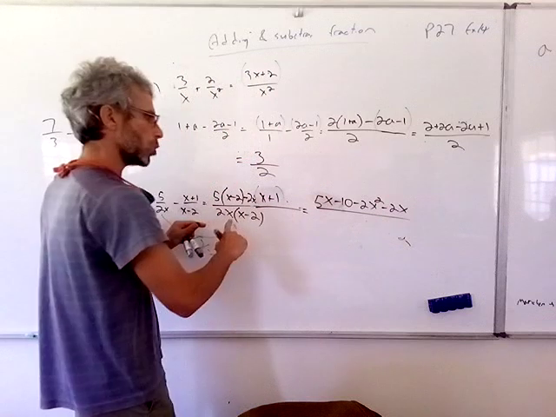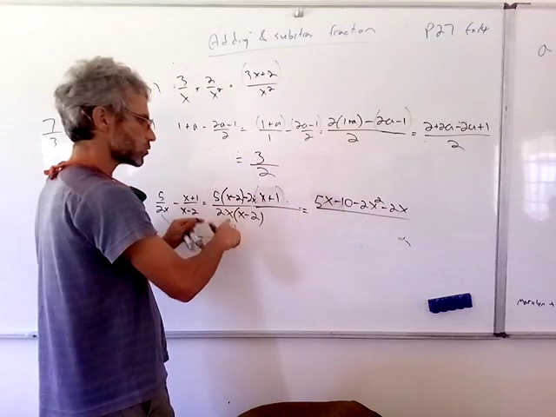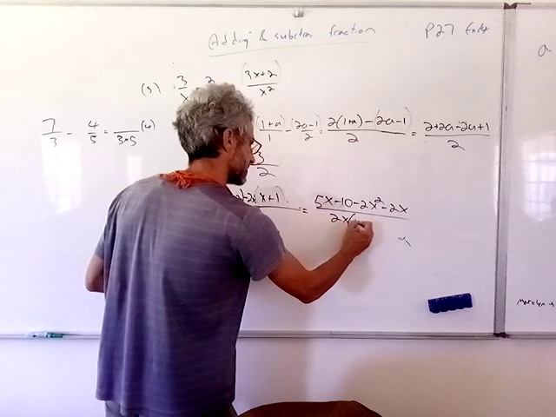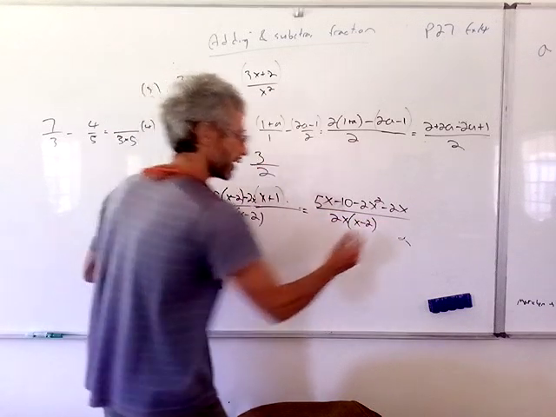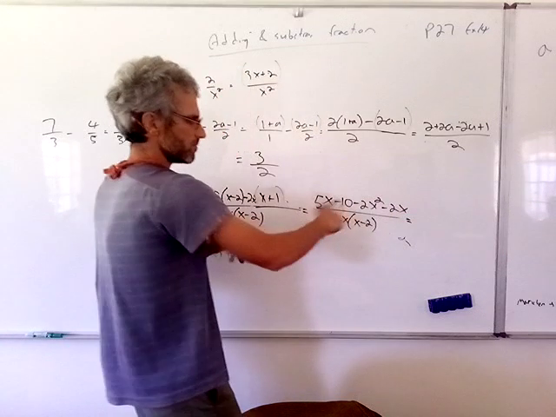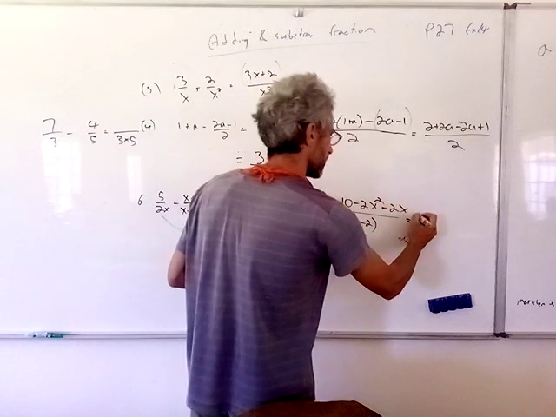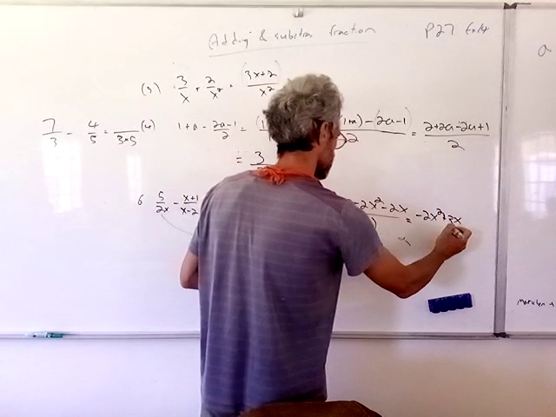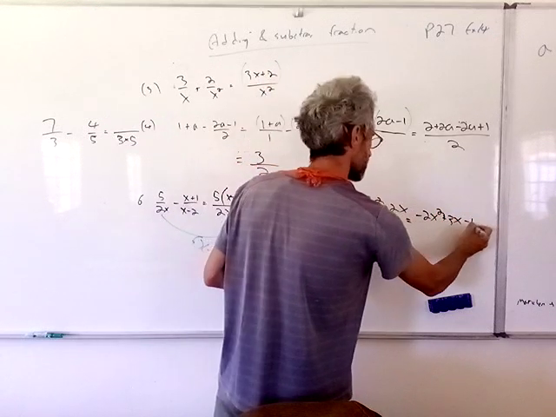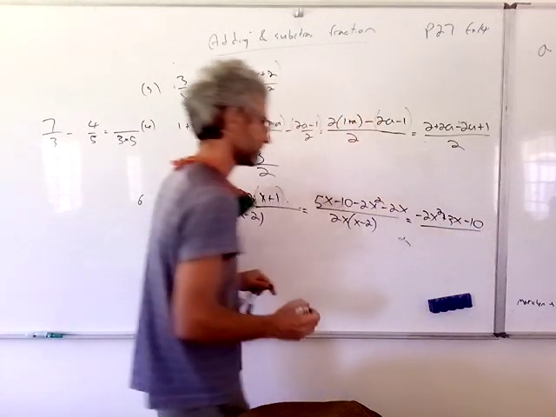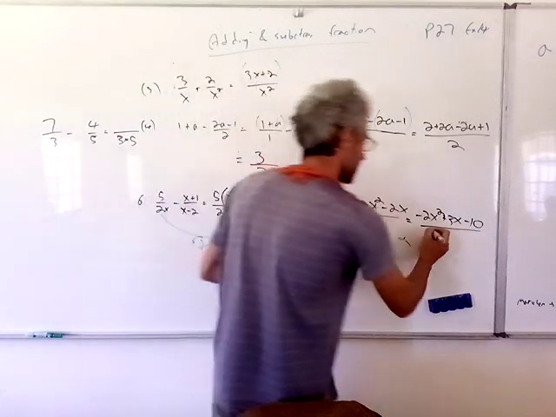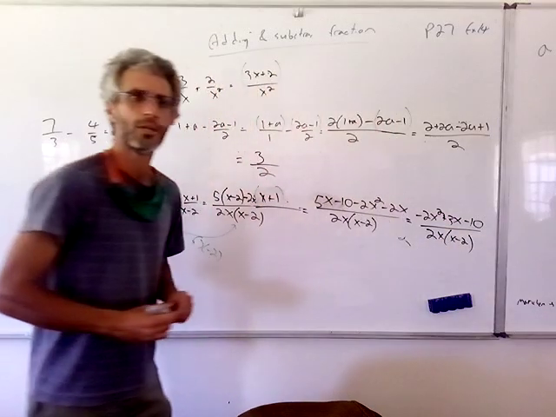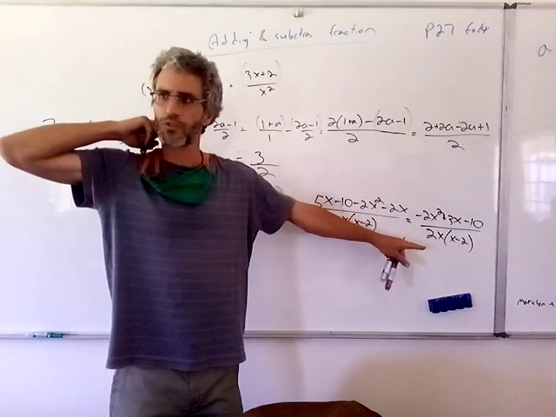Divided by, and now I'll open this. Do you know what? Sometimes it's worthwhile waiting and leaving it. I'll explain to you in a minute, so I'll leave that for a second. Then we're going to try and sort this out. We're going to get minus 2x squared plus 3x minus 10, and that's divided by 2x times x minus 2. Now I'll explain why I left this.